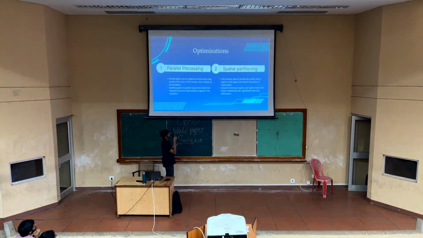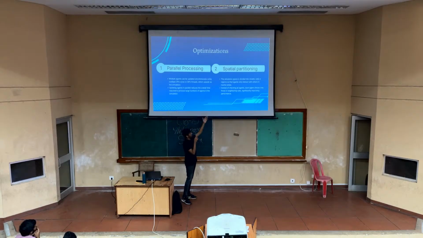So finally, I'm discussing future optimization which should be done. One is parallel processing, where multiple agents can be updated using multiple CPU cores or GPUs, which helps us in speeding up the process. And this helps us in reducing the overall time complexity and time required.